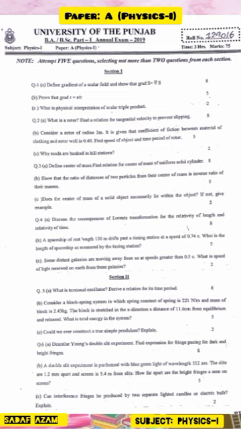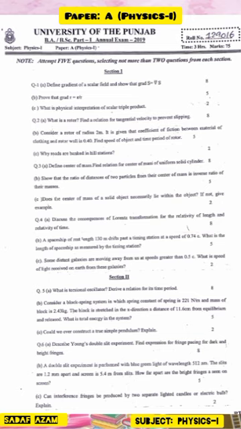Question number 4A. Discuss the consequences of Lorentz transformation for the relativity of length and relativity of time. B. A spaceship of rest length 130 meter drifts past a timing station at a speed of 0.74 c. What is the length of the spaceship as measured by the timing station? C. Some distant galaxies are moving away from us at speeds greater than 0.5 c. What is the speed of light received on Earth from these galaxies?